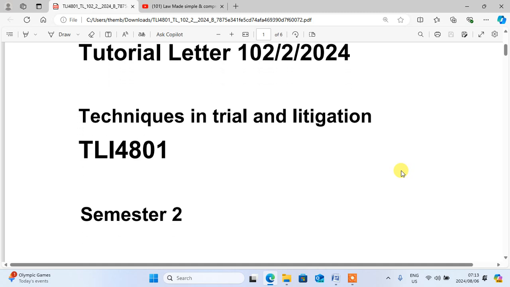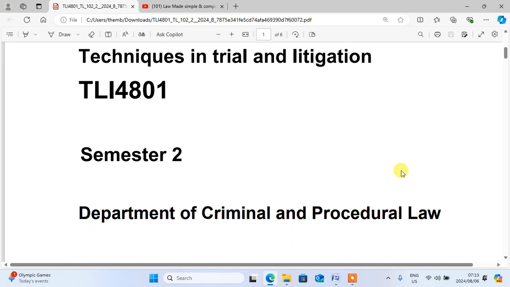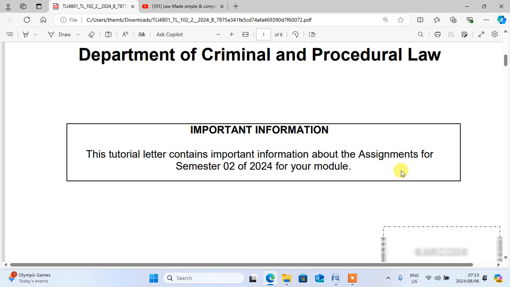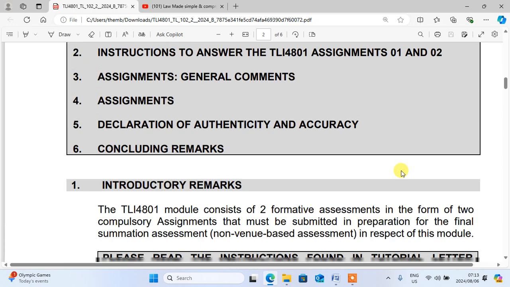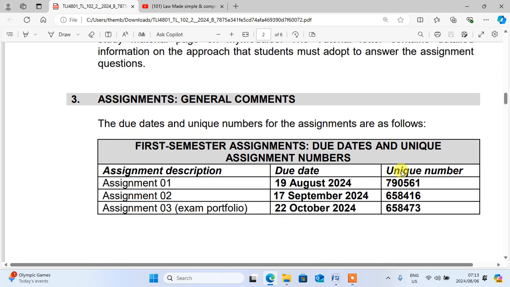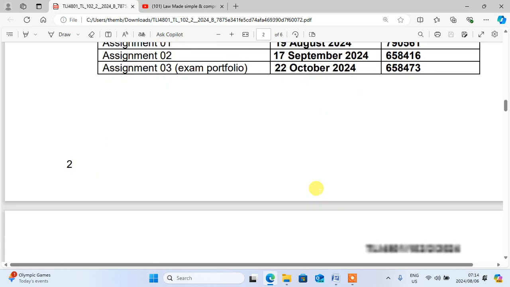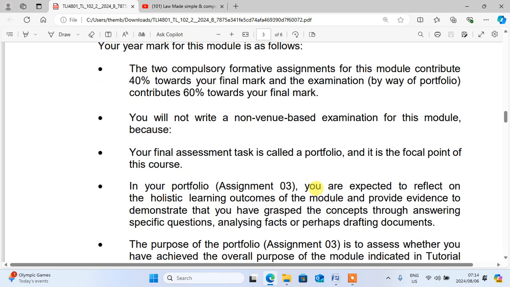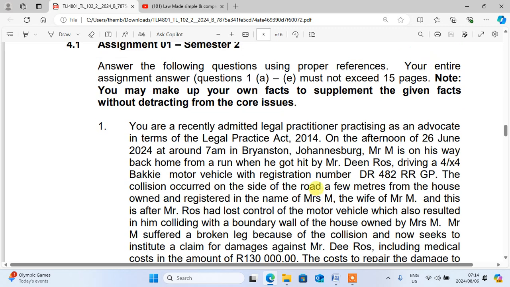Today we are here with tutorial letter 102/2024, Techniques in Trial and Litigation, TLI4801, semester 2. Let's see what we got here. The due dates are 19 August and 17 August. We have assignment number 1 and assignment number 2.